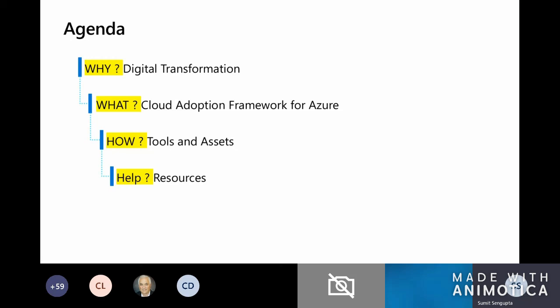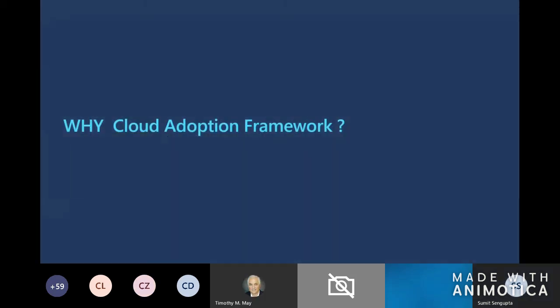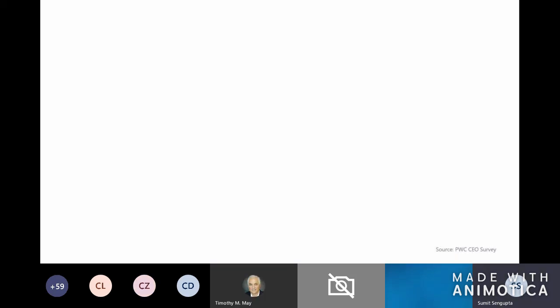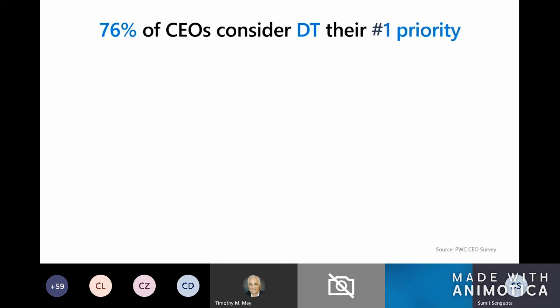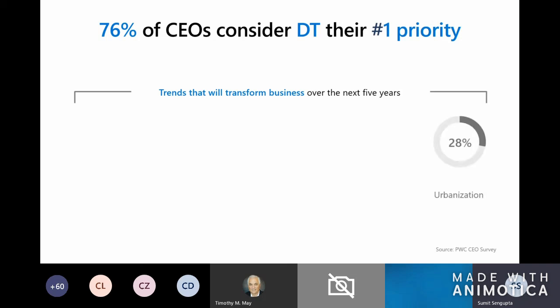76% of CEOs consider digital transformation as their #1 priority. And this came from a PricewaterhouseCoopers CEO survey, okay? There are a number of trends that we see in today's world that are going to transform the business in the next 5 years.